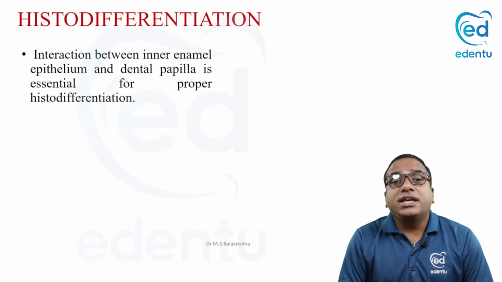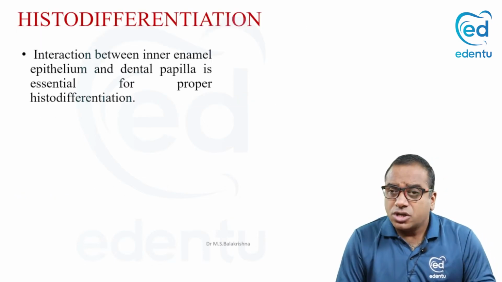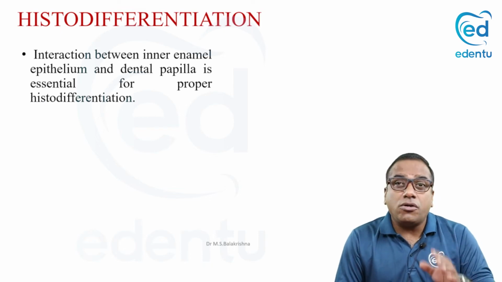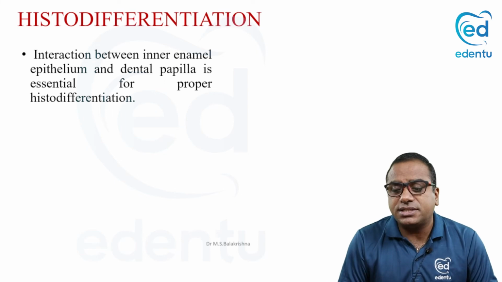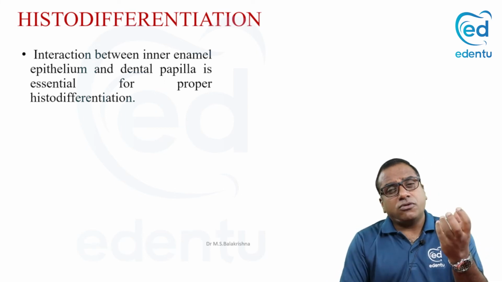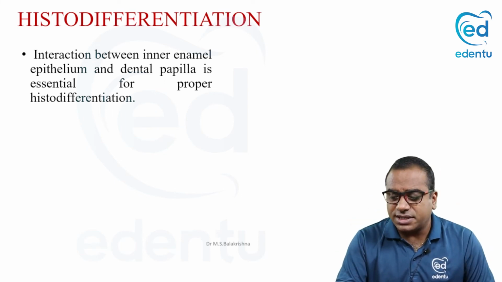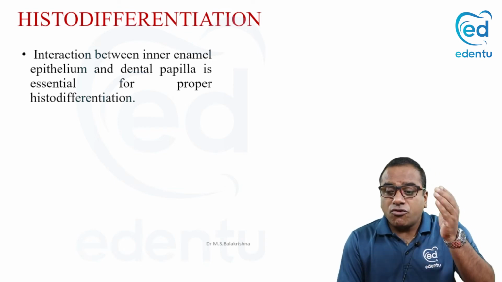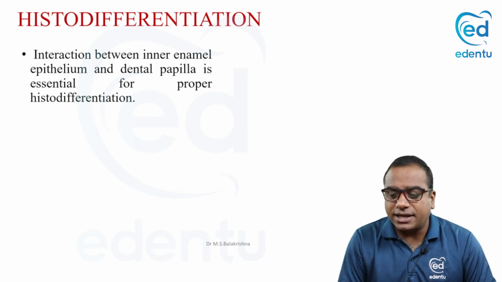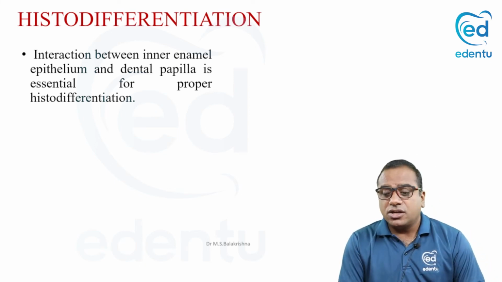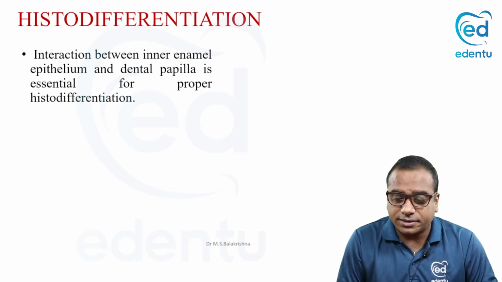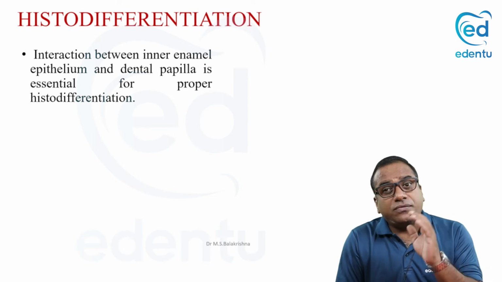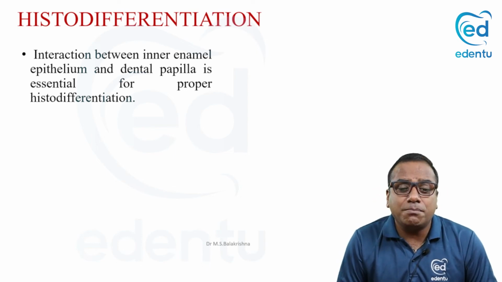Next is the stage of histodifferentiation. So histodifferentiation is the physiological process by which the cells undergo morphologic and functional changes to perform their function. So morphological as well as functional changes will happen here. And this histodifferentiation stage is the forerunner of appositional activity, and the differentiated cells lose the capacity to proliferate here. So this stage is maximum in the bell stage. Histodifferentiation happens maximum in the bell stage.